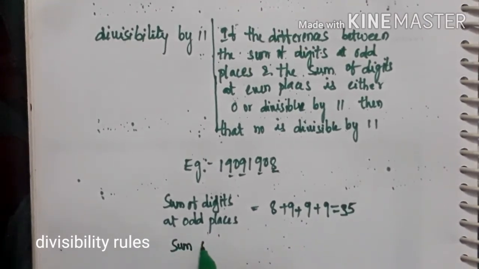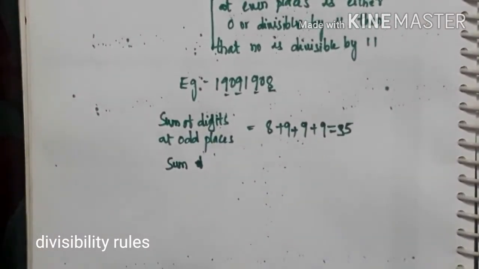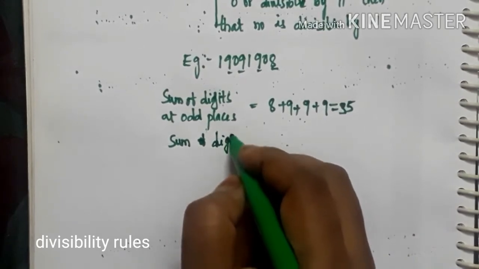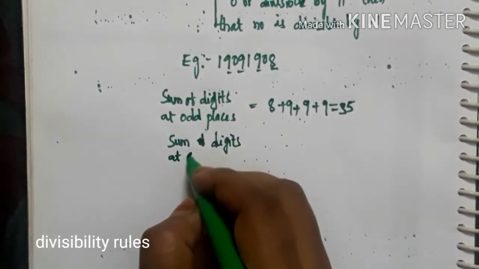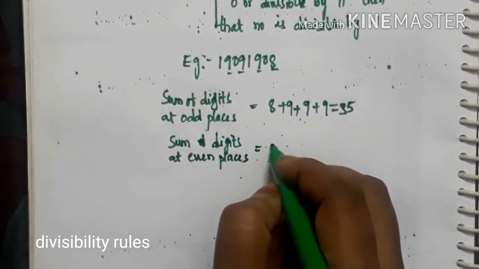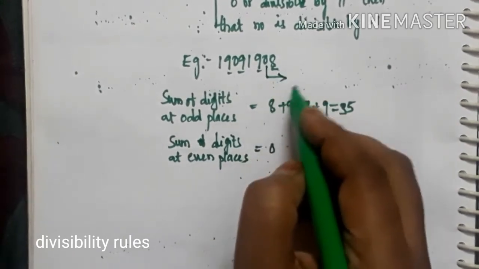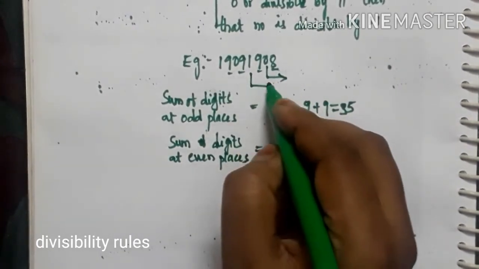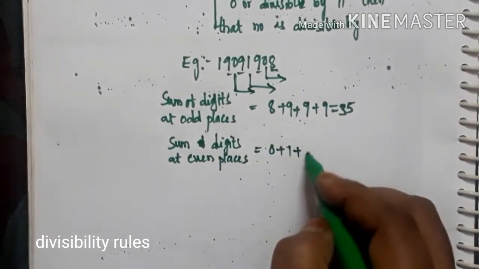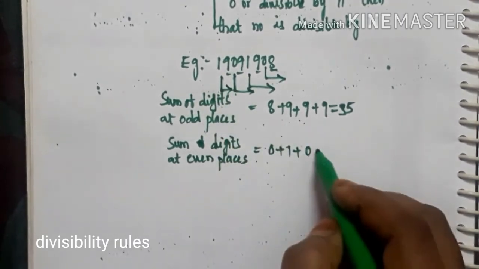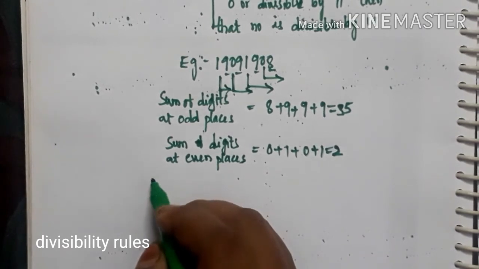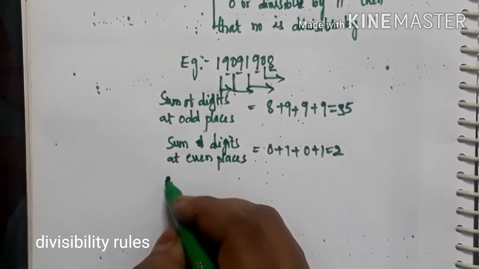Sum of digits at even places. Even places have tens value, thousand value, lakh value, and crore value. That is 0 plus 1 plus 0 plus 1, that equals 2. Now you have to take out the difference between these two numbers.